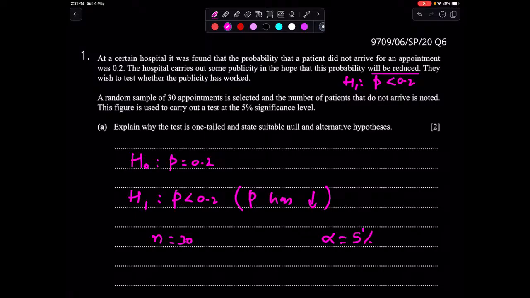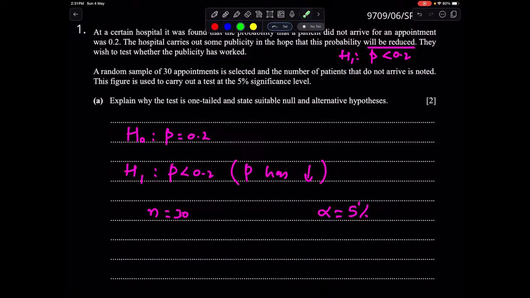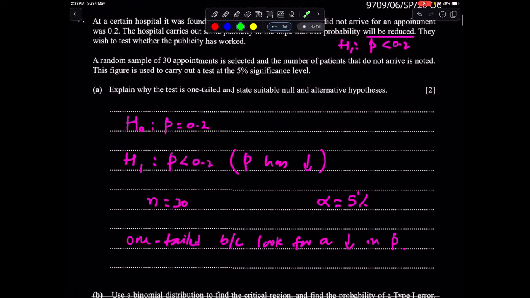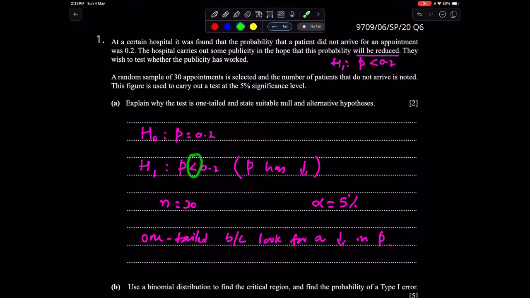Explain why the test is one-tailed and state suitable null and alternative hypotheses. We have already mentioned H0 and H1. Now, why is the test one-tailed? Because we are looking for a decrease in P. That is why it is a one-tailed test. Decrease in P.